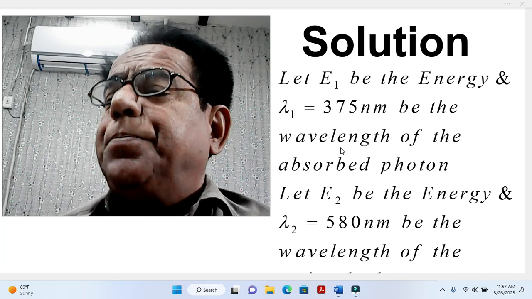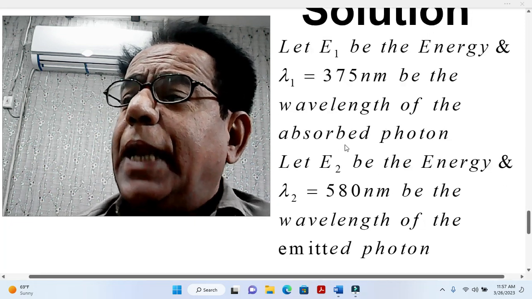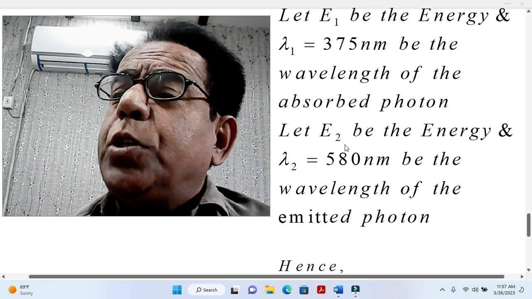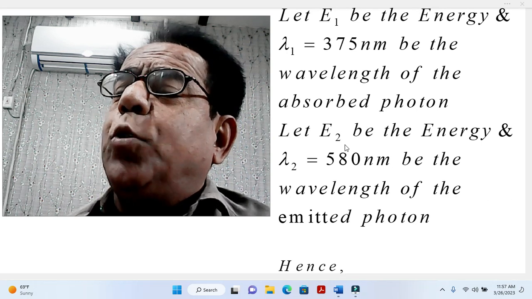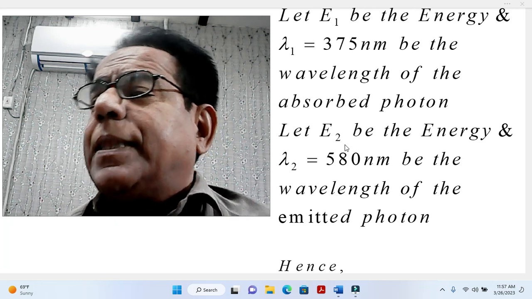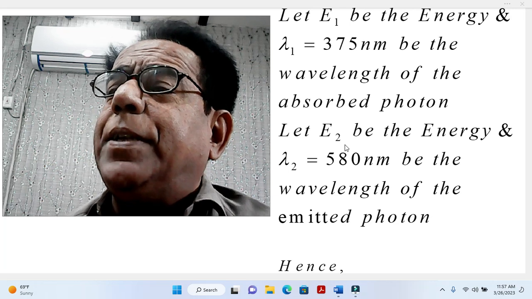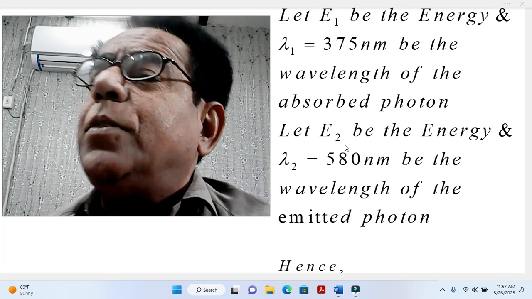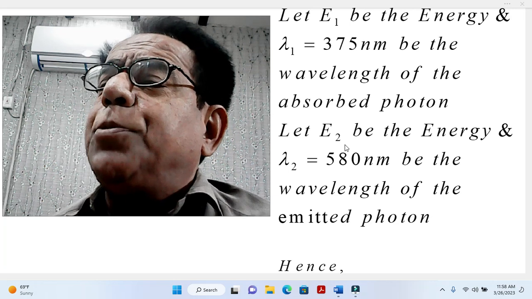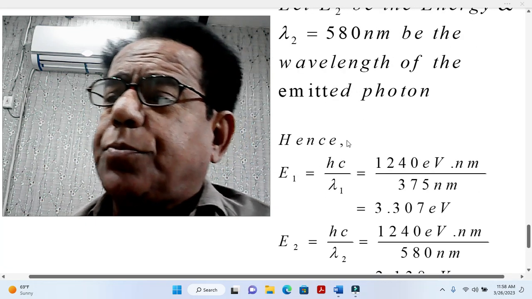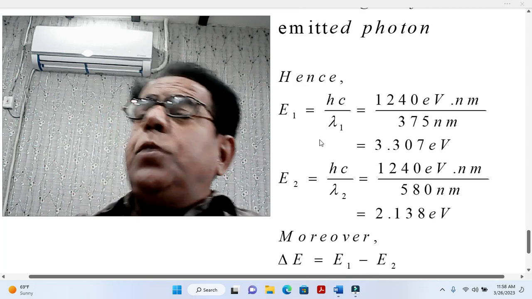Similarly, let E2 be the energy and lambda 2 equal to 580 nanometer be the wavelength of the emitted photon. What difference? Wavelength is different. Moreover, one is absorbed photon and the other is emitted photon. Hence we have used the tool which we have shown above.